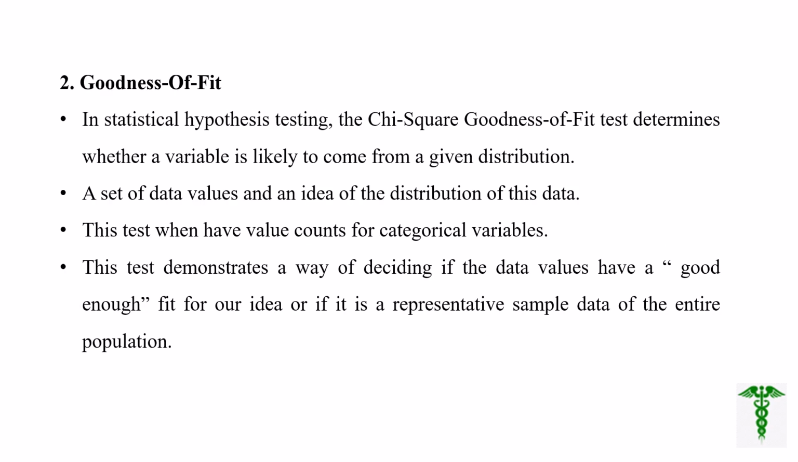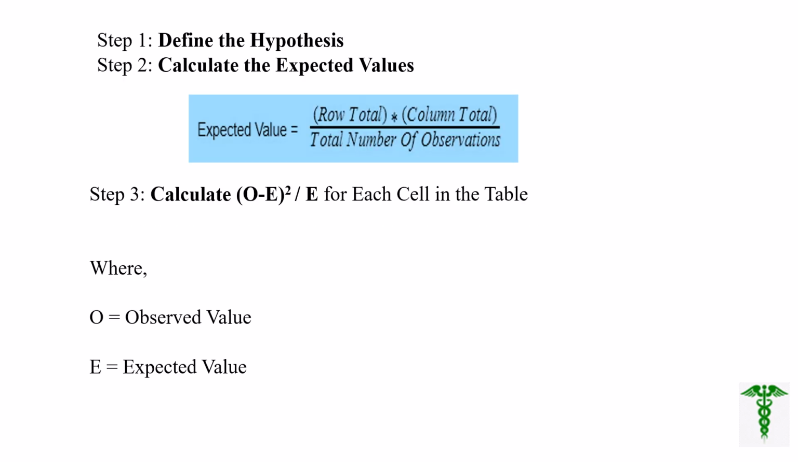The second is goodness of fit, where we determine whether a variable is likely to come from a given distribution. We conduct this test when we have value counts for a categorical variable, so we can find out whether the model is a good enough fit for the sample data.